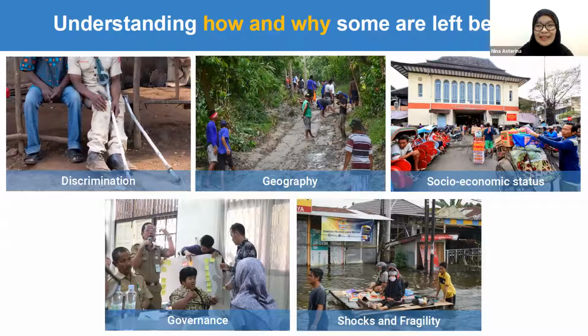So in understanding how and why some are left behind, the first aspect we need to consider is discrimination. Regarding the identity of one person, it's not limited to gender, ethnicity, age, class, disability, sexual orientation, religion, nationality, or indigenous status. We all should consider this aspect to build a more inclusive development, and those vulnerable face discrimination to some extent that prohibits them from meaningful participation in the development stages.